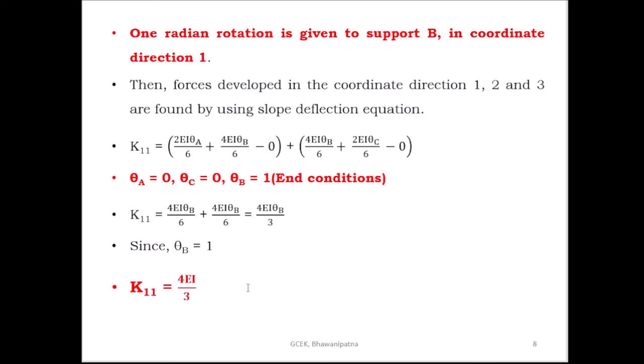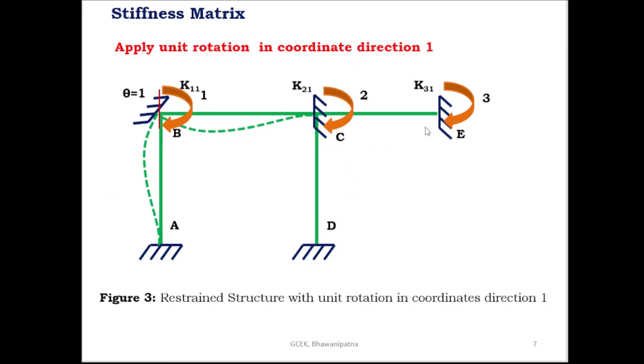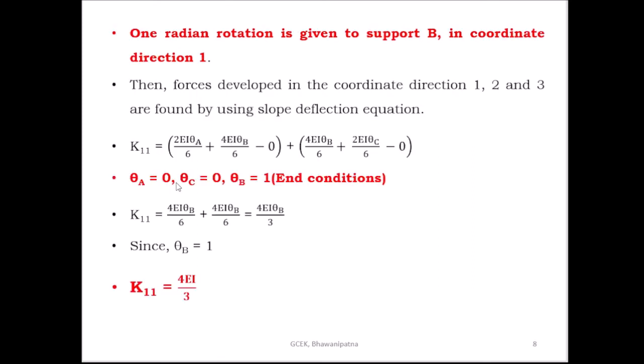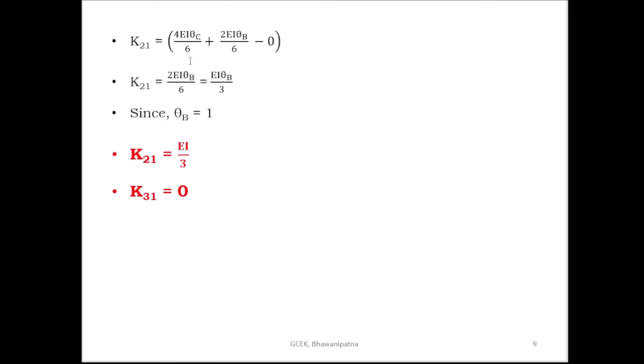Similarly find out K21 and K31. For K21, find out only from this span CB. So K21 is equal to 4EI theta C by L plus 2EI theta B by L, which is 4EI theta C by 6 plus 2EI theta B by 6. But you know the end conditions. So after putting the end conditions, K21 is equal to EI theta B by 3. But you know theta B is equal to 1. So K21 is equal to EI divided by 3.